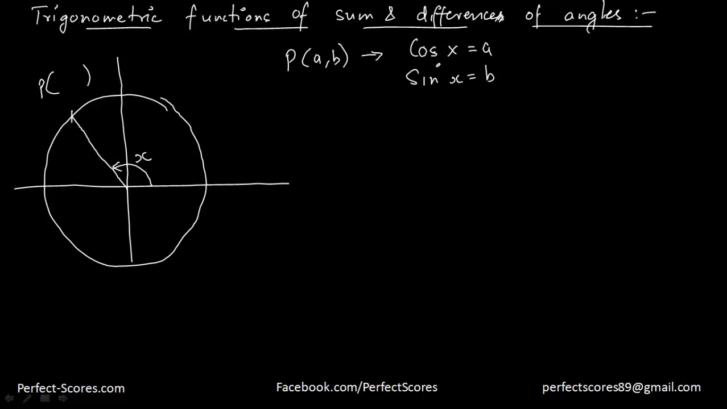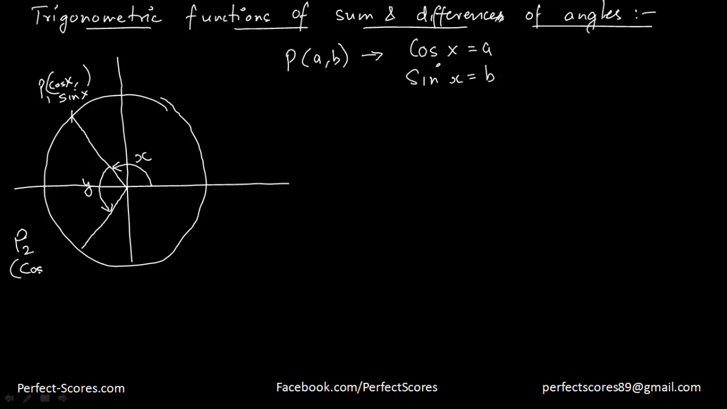So right now, instead of writing a and b here, I'm going to write cosine of x as the x coordinate, and sine of x as the y coordinate. And I'm going to add another line here, and call this whole angle angle y. This point over here I'm going to call P2. So this is P1, this is P2.